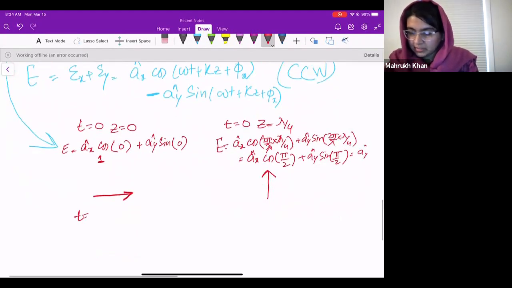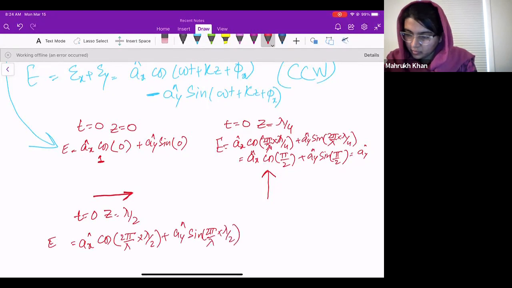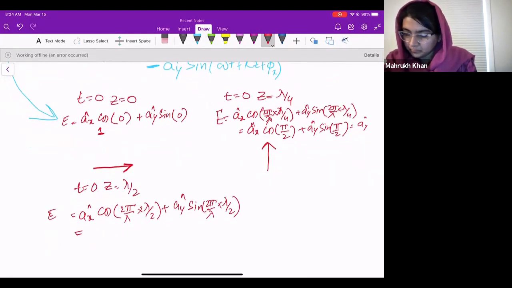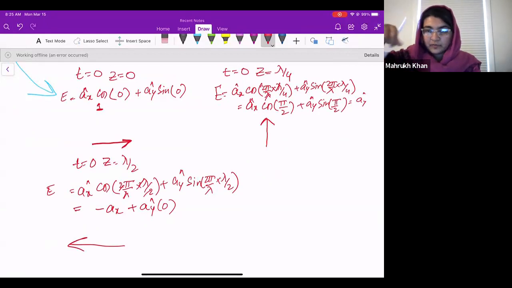Similarly, if I take t equals 0, z equals lambda by 2, it will become cos of 2 pi by lambda into lambda by 2 plus ay sine 2 pi by lambda into lambda by 2, and it will become minus ax plus ay 0. So it will become this way. So you can see the rotation of your vector, right?